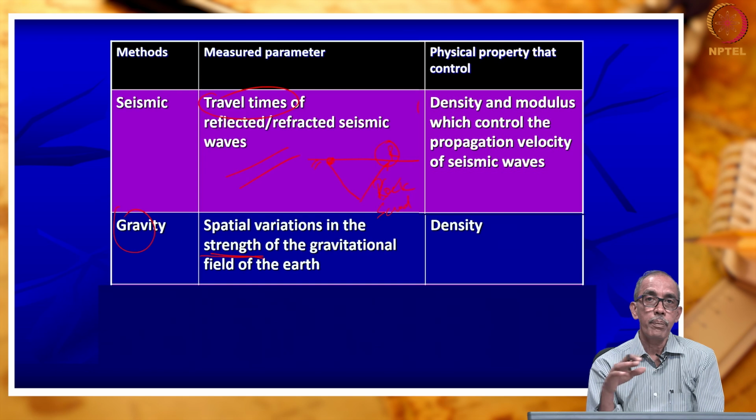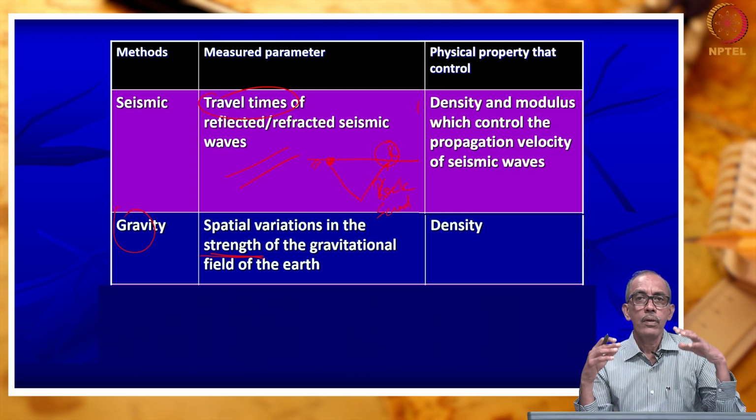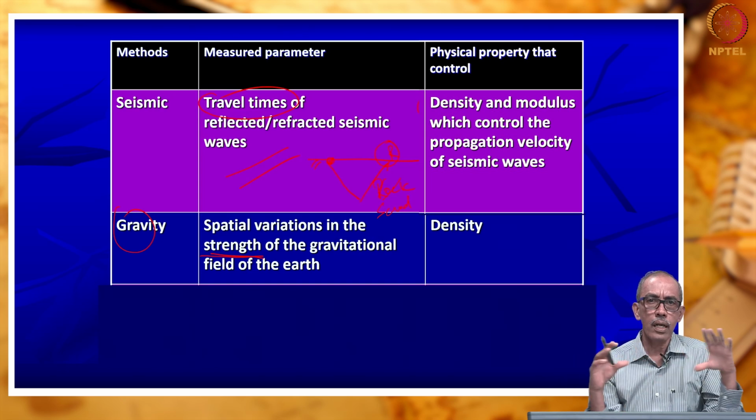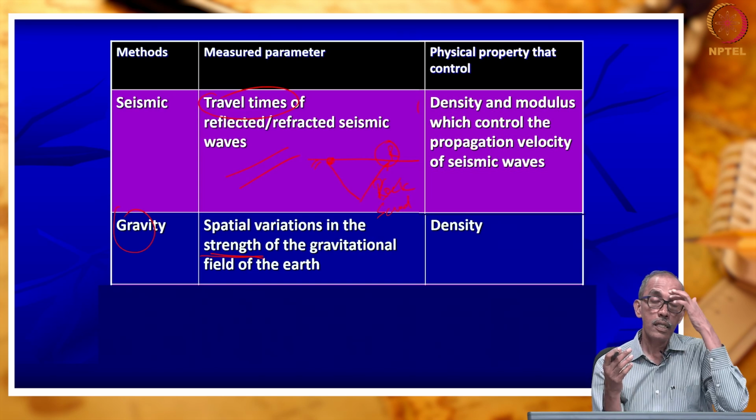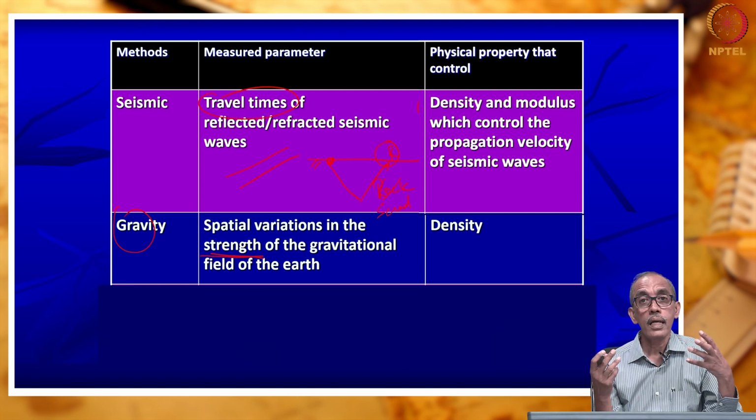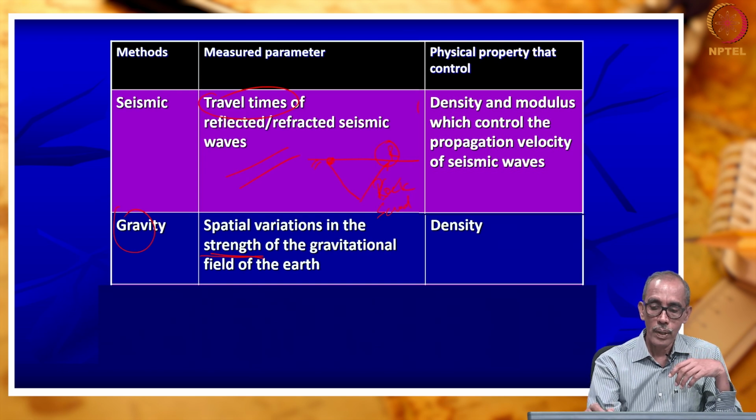Imagine beneath the place where you are now, you have a 200 meter thick gold deposit, right? More or less pure gold. You will experience more gravity over there because the specific gravity of gold is nearly 19, right? 19 gram per cc. So, over there, if you measure the acceleration due to gravity, it will be slightly higher than at a place where there is no gold deposit, isn't it? As an example I am telling you. So, gravity measurement also depends on density.